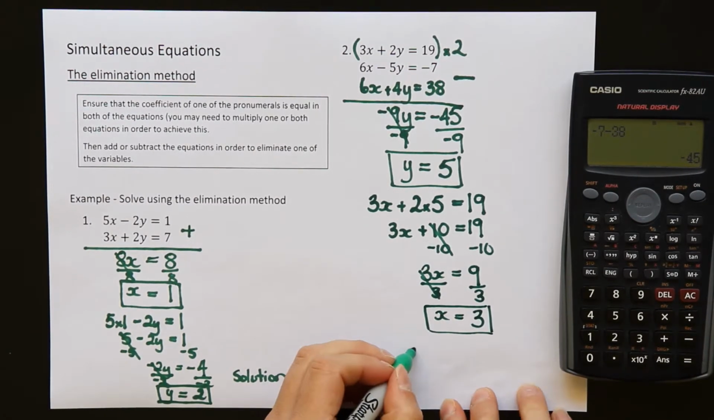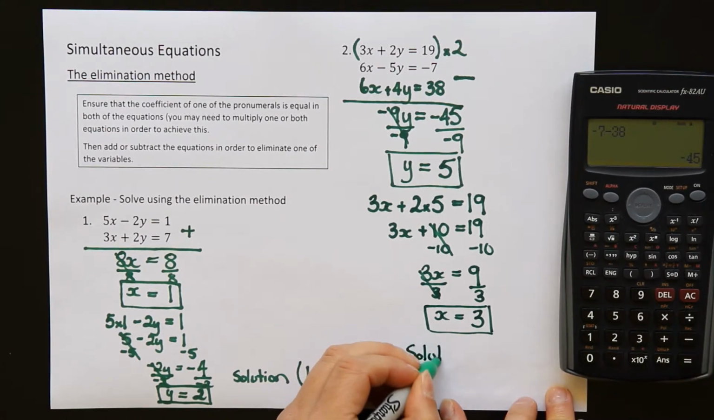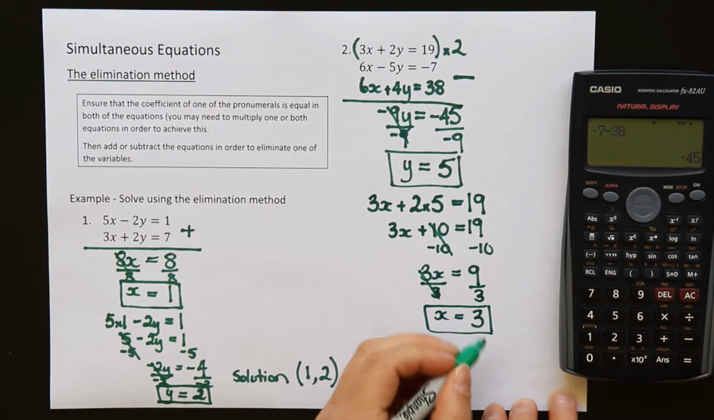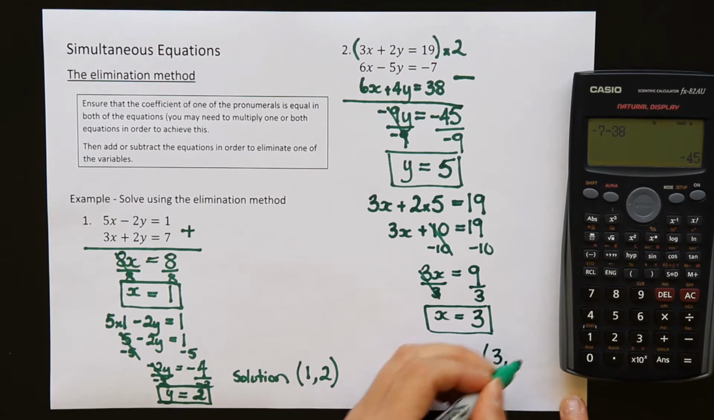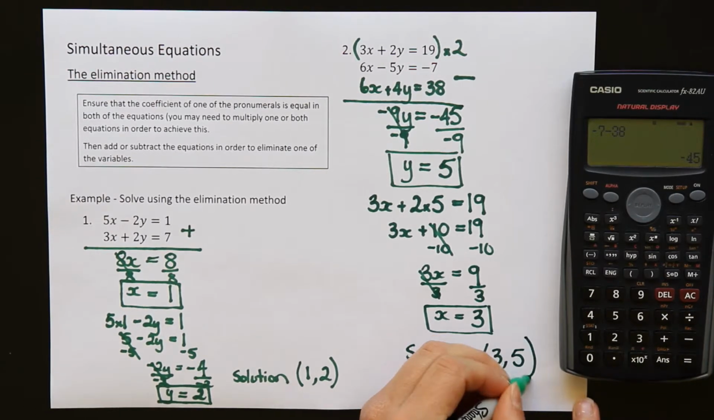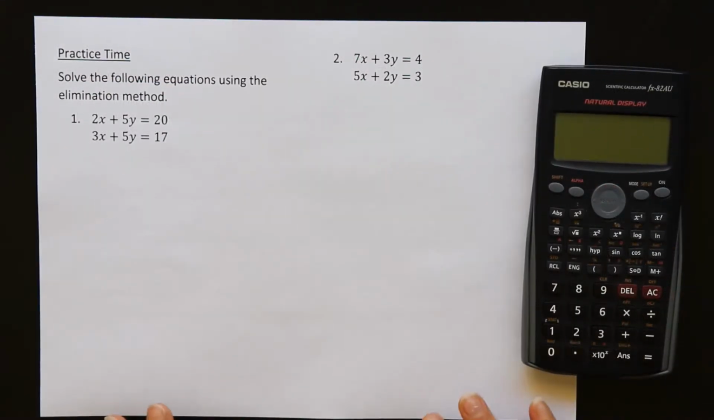Okay, and there it is. Our solution is x is 3, y is 5. Okay, so here are a few more questions, just like the ones we've just done, for you to try to see if you can remember how to do it on your own. So pause the video, have a try, and then restart to see the answers.